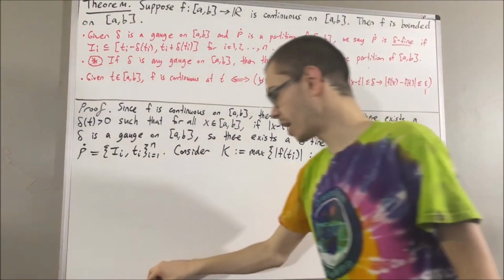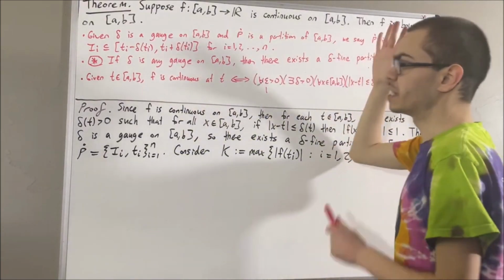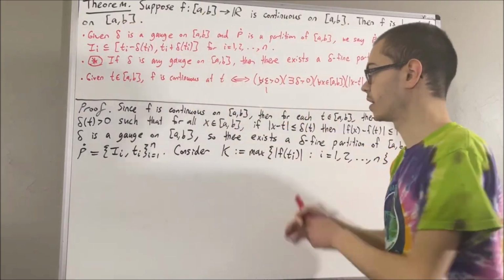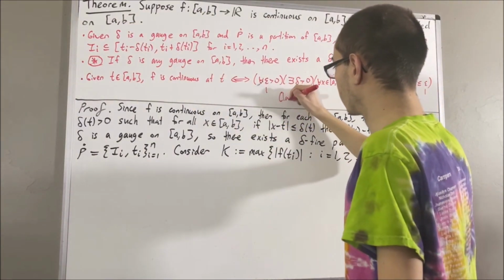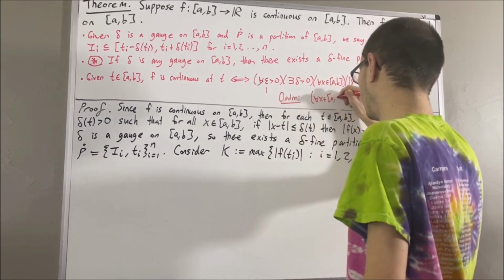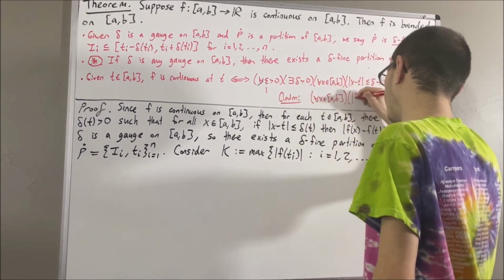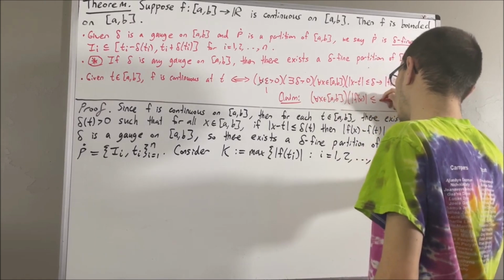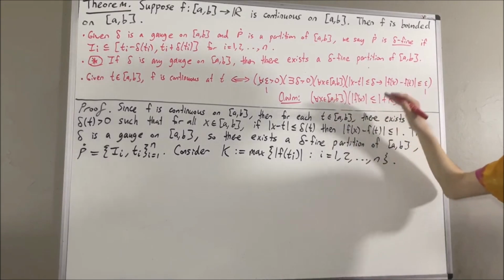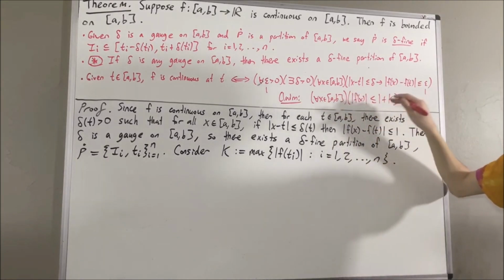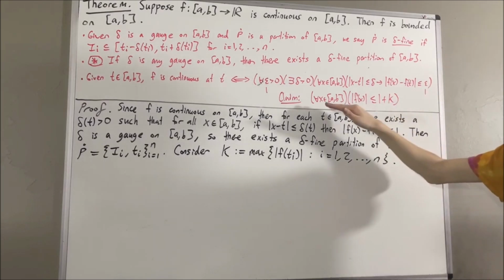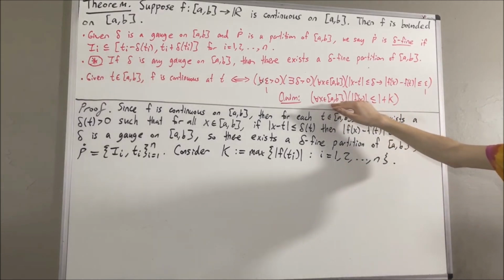The claim is that we can show that f is bounded on [a, b] by the value 1 plus k. In other words, the claim is we can show for all x in [a, b], the absolute value of f of x is less than or equal to 1 plus k. If we can show this, this tells us that f is bounded on [a, b] by the value 1 plus k. So to prove this, let's give ourselves an arbitrary element x in [a, b].